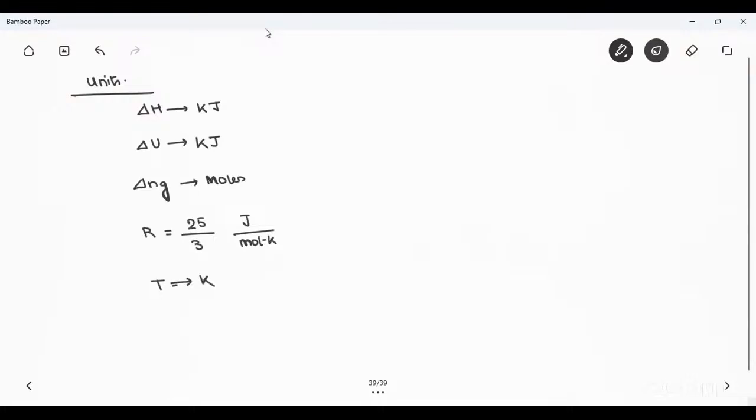So, delta NgRT, if you consider these units, then you will get delta NgRT in joule. And you have taken H in kilojoule, so joule divided by 1000 will be kilojoule. When I do the sums, you will understand it better. So if we consider it like this, we will be getting the unit of NgRT in joule.